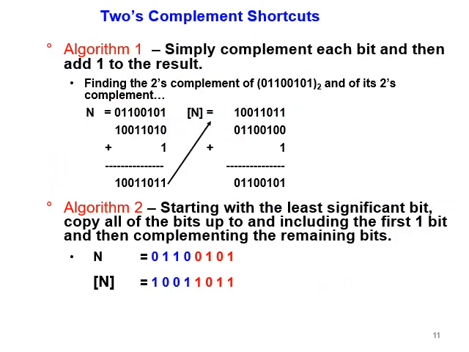Let me take an example. Here, simplify: complement each bit and then add 1 to the result. This is the algorithm we are dealing with. The example here asks me to find the 2's complement of this number, and also the 2's complement of its result. I mean, after you finish and get the result, do the 2's complement again. Let me start. This is the number given to me.